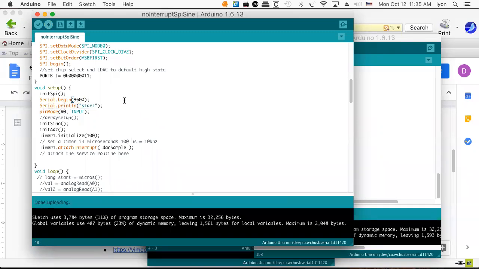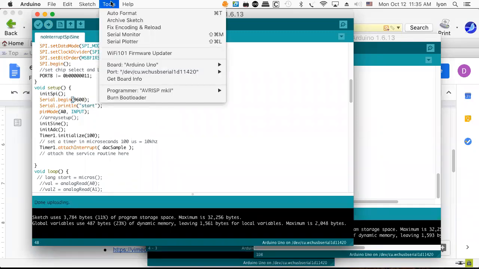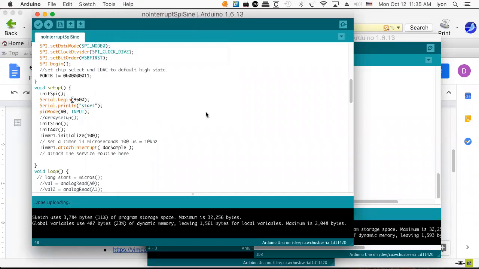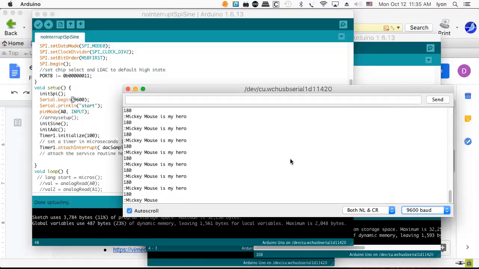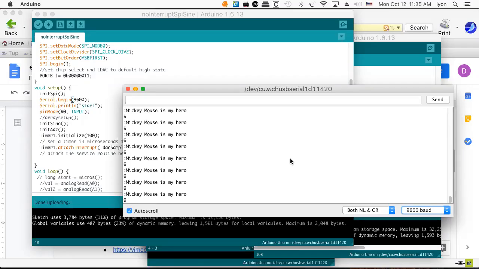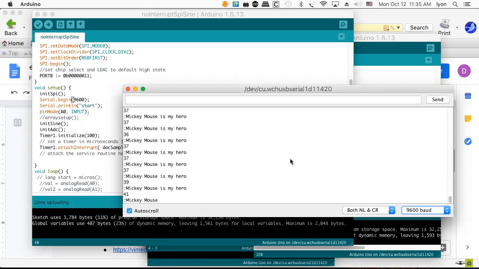Oh, it says it's done uploading. Let's go to the serial monitor and check the baud rate. 9600. It's got to match, you know. And you can see how slow it's printing. Oh my God, it's so slow. But it doesn't matter to me because everything else is running nice and fast in the background. And it doesn't matter that the serial port is doing whatever it's doing, however slow it may be.